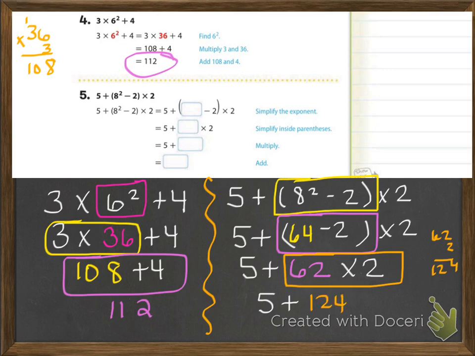And then you should see a final answer. Let's go ahead and use our bright pink right here. 124 plus 5 should give you 129. So you want to make sure that you got that there. Okay, so make sure you have 129 there for your answer.